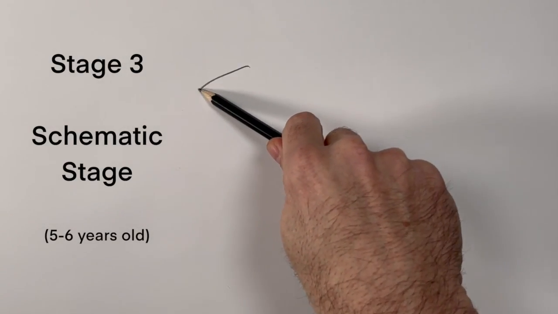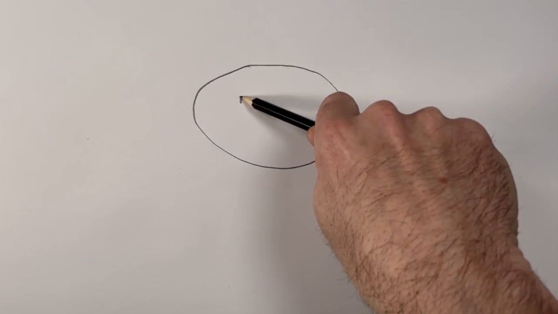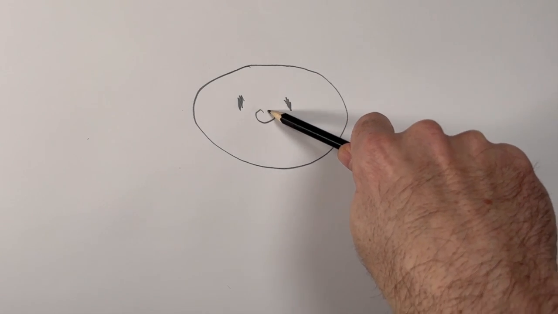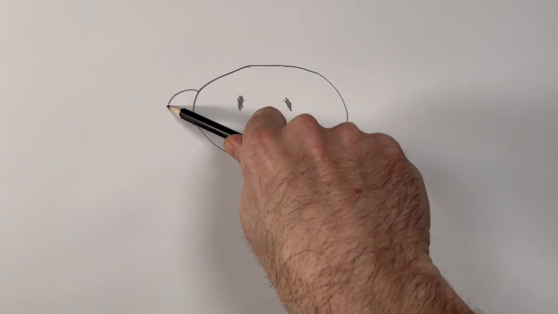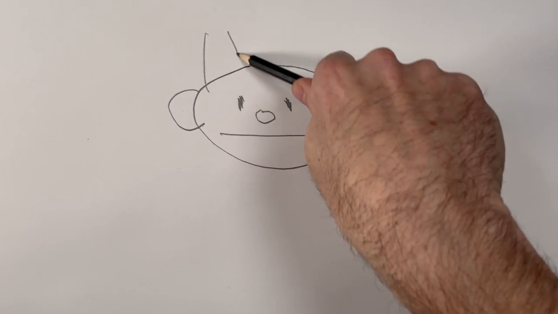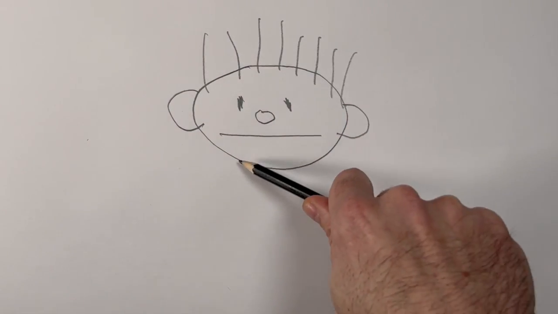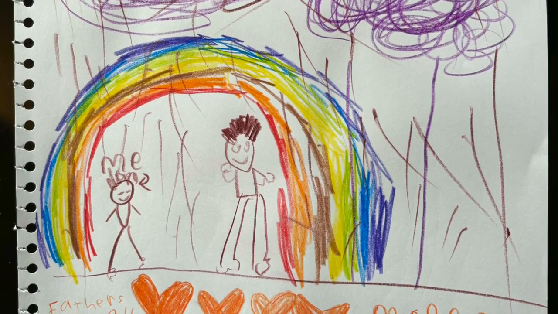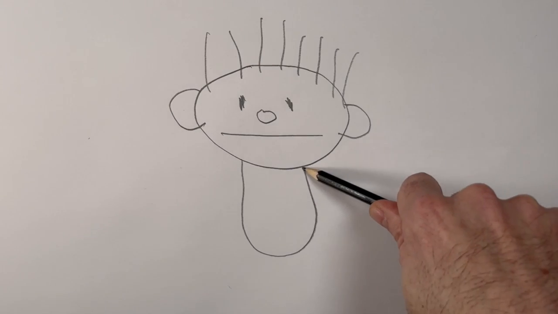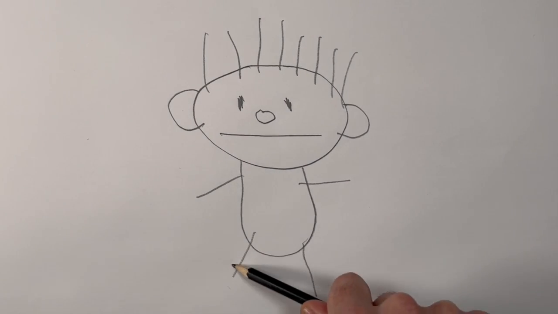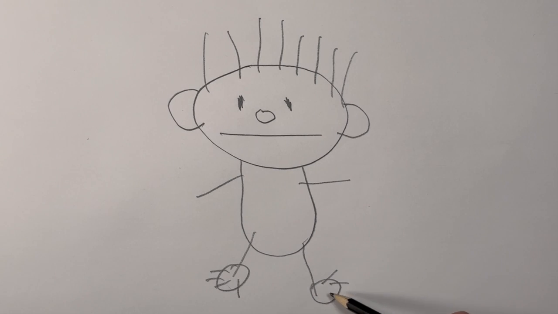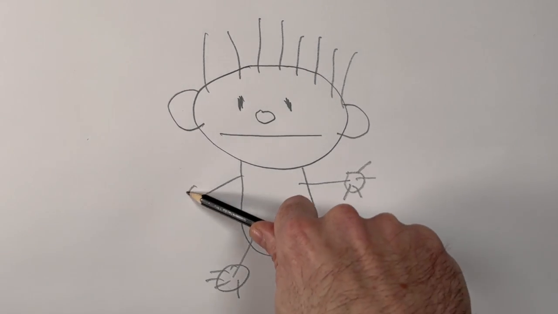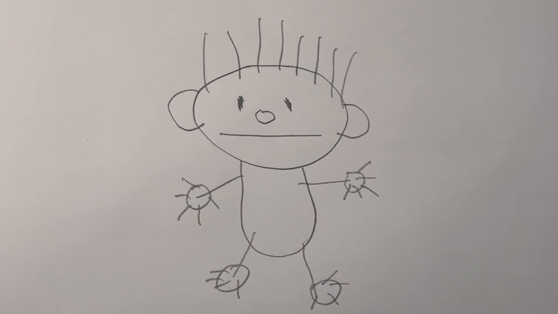Stage 3 is what we call the schematic stage. This occurs around 5 or 6 years old. Think about this stage in terms of the child drawing symbols. So it might not be an eye, but it's a symbol for an eye, or a symbol for an ear or nose. The child is still developing their motor skills. The drawings are not sophisticated, but the child is able to express themselves very well in this schematic stage.